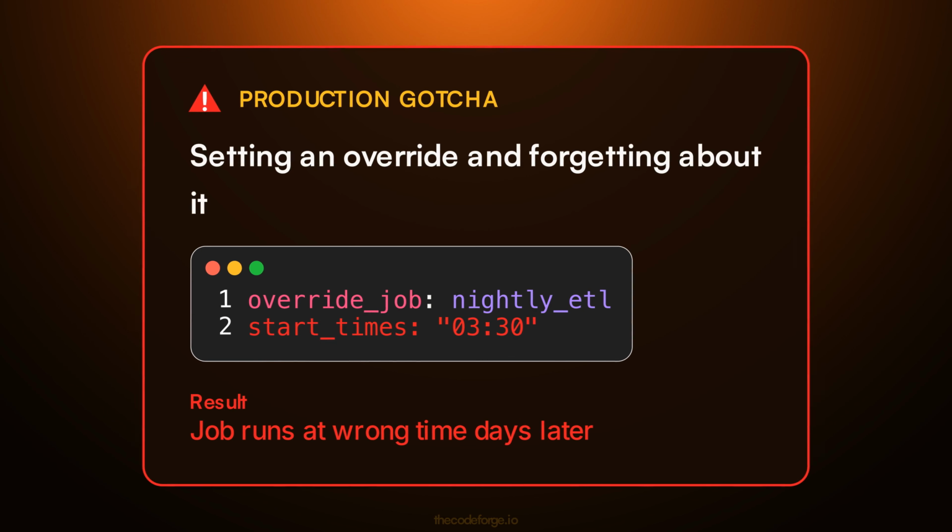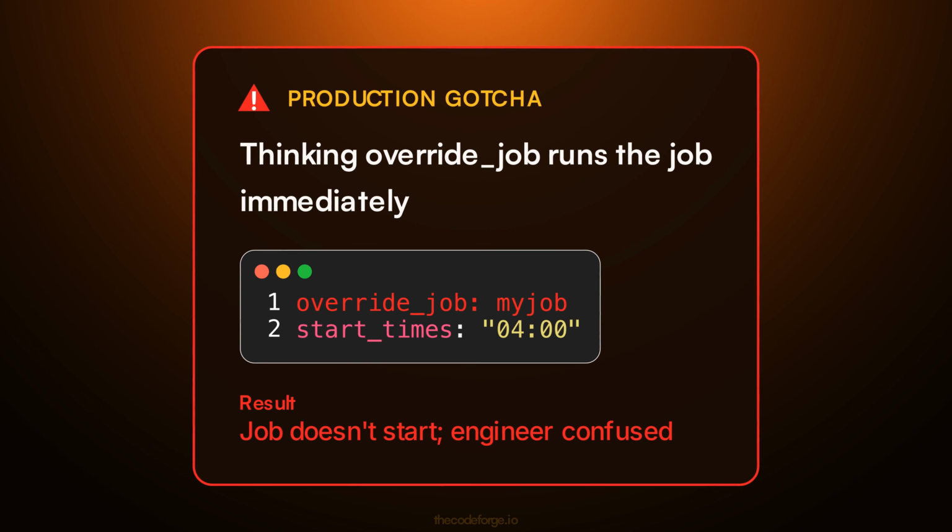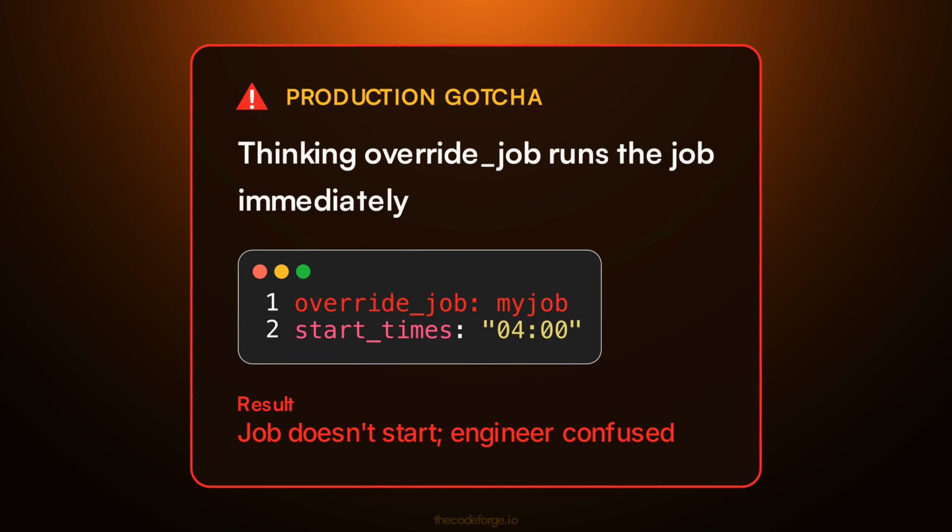This is the most common mistake. You set an override for a holiday, then forget to remove it. Days later, the job still runs at the overridden time, causing confusion. Override job only modifies attributes for the next scheduled run. It does not start the job. Use force_strtjob if you need immediate execution.